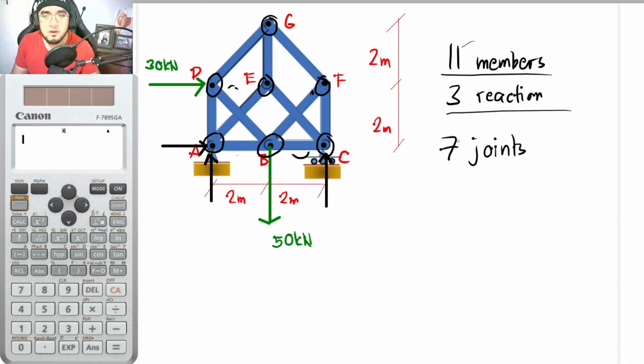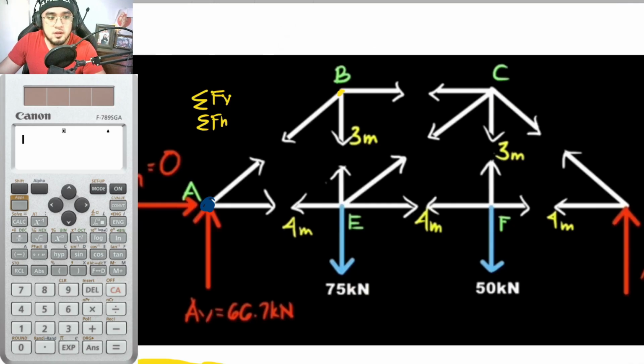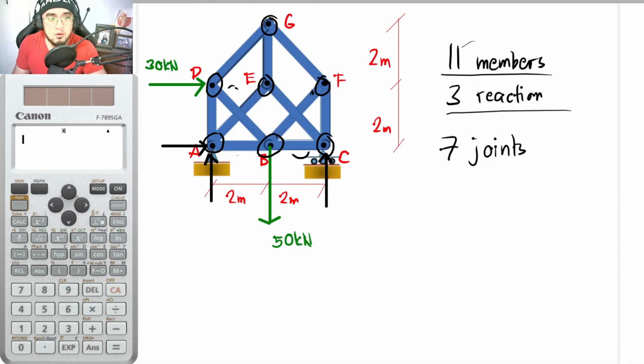So for these 7 joints, how many equations can we derive for every joint? According to the method of joints that I discussed a while ago, for every joint you will have summation of forces vertical and summation of forces horizontal. So for every joint, you will have two equations of static equilibrium. So we will once again have two equations per joint. So just multiply this by 2.